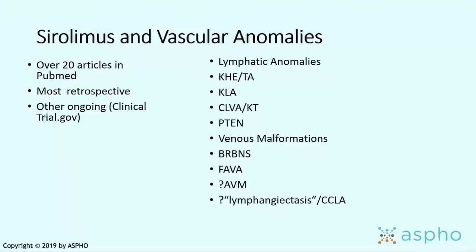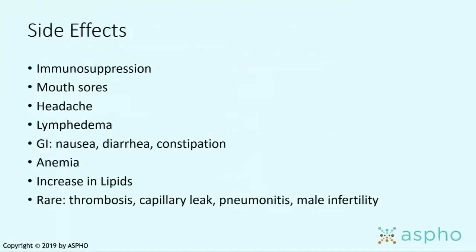Now there are many, many articles on sirolimus and vascular anomalies. We now know that sirolimus is used for all of these vascular anomalies that I have on the right, and it works probably better in the vascular anomalies that have a lymphatic component. We know that KHE has a lymphatic component, as do other kinds of lymphatic anomalies. We know what the side effects are. I'm not going to get into this with you, and we've seen all of those side effects.